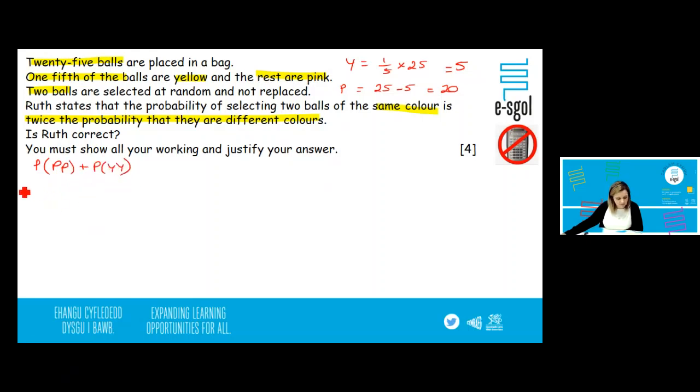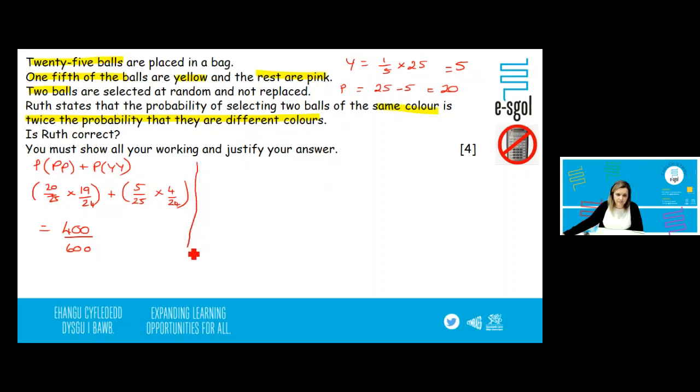Okay. So the pink option is going to be 20 out of 25 multiplied by 19 out of 24. The yellow option is going to be 5 out of 25 multiplied by 4 out of 24. And when you go through all of that and work it out, you get 400 over 600 for that section.